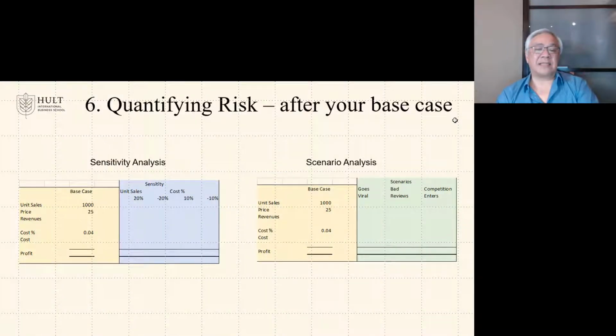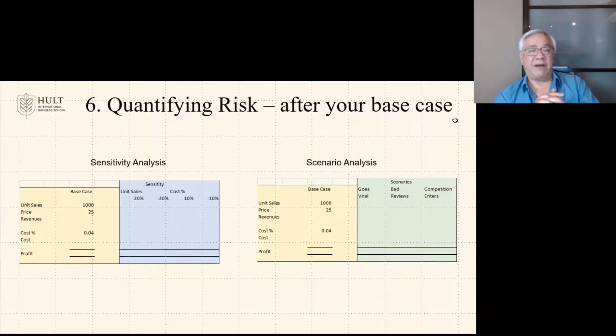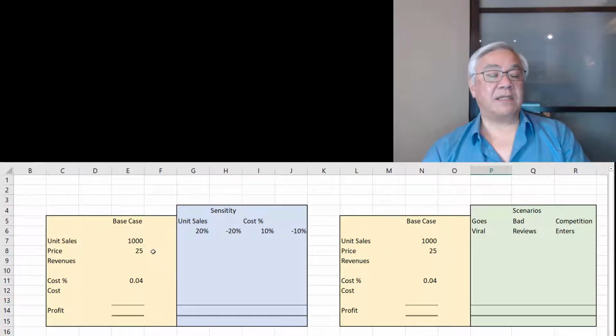The next and last set of things we're going to talk about is when we quantify risk. So let's say we have a number and we want to test it out. There are three methods. We're going to do two now. We'll do another one next week. And the two we'll do now are sensitivity analysis and scenario. The sensitivity is, well, let's work it out.